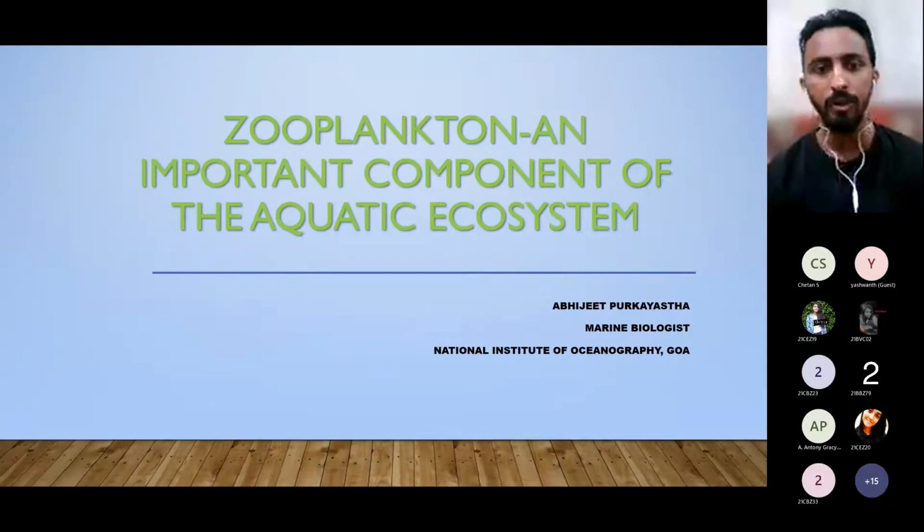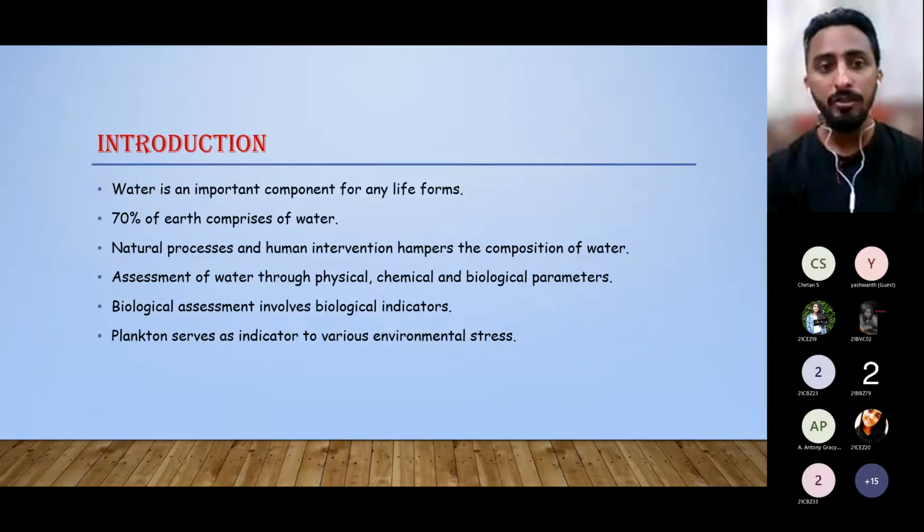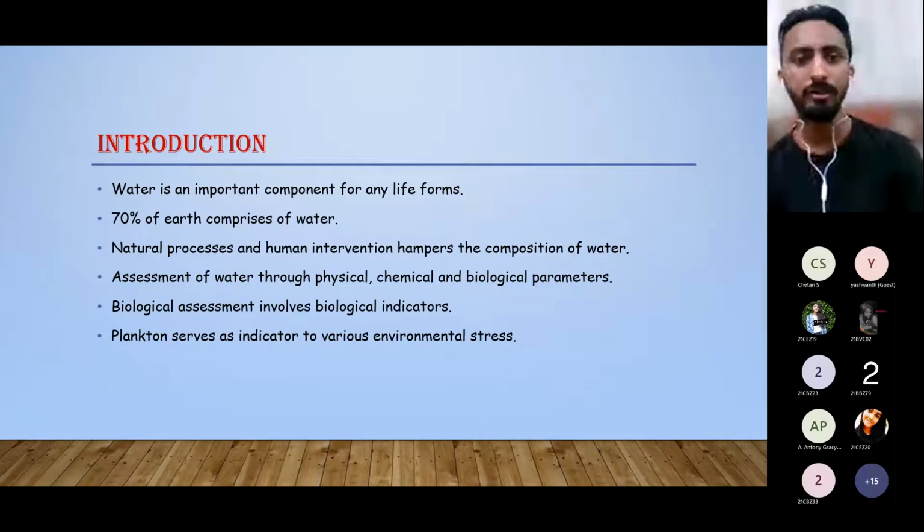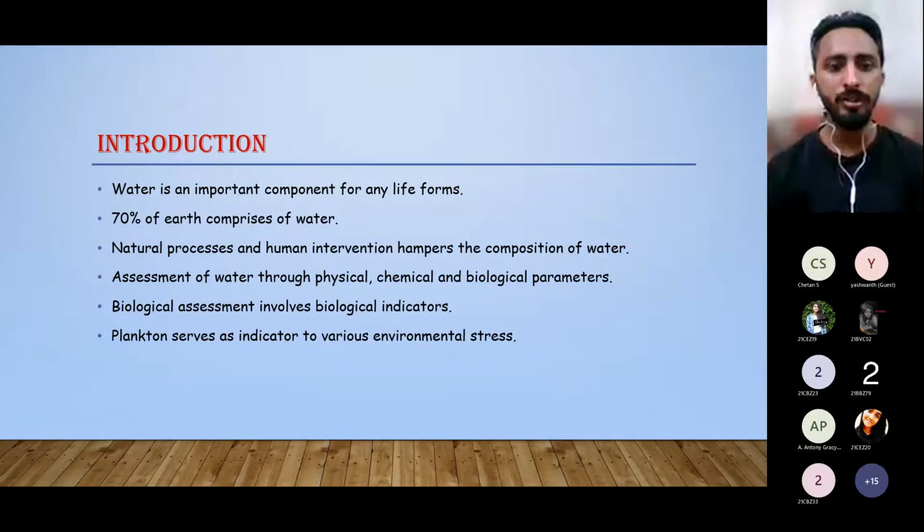Okay. So, the topic that I'm going to discuss today is zooplankton, an important component of the aquatic ecosystem. Introduction. So I'll start from the very basic thing, that is the aquatic ecosystem, which comprises mostly of water. As you all know, water is a very important component for any life form living on this planet, and it is a very important factor for the survival of every individual species. An organism can survive without food for a while, but without water, it's very difficult to sustain life.